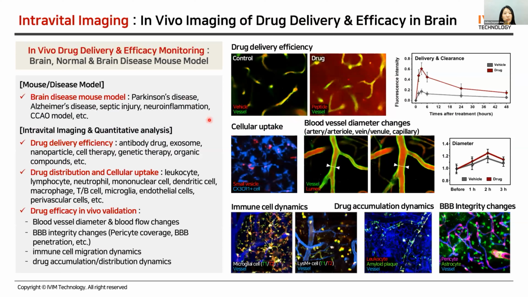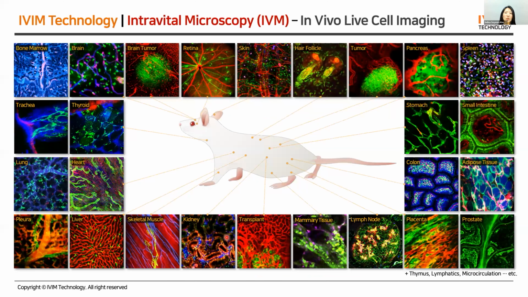To briefly summarize the research examples in brain disease models, including Alzheimer's, Parkinson's, and neuroinflammation models and stroke models, they can be tested in vivo for validation of various types of drug delivery, clearance, and drug efficacy by visualizing the blood changes, immune cell dynamics, drug accumulation, and BBB integrity changes, etc. And finally, IVIM technology has a wide range of experimental in vivo research applications throughout almost all organs in the live mouse model without any restriction of the imaging targets.